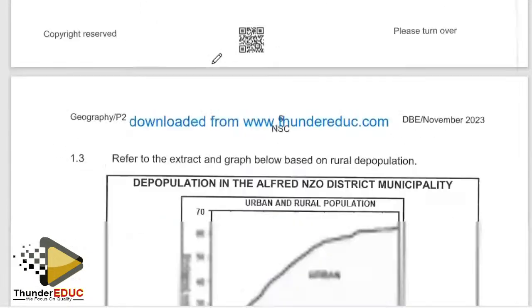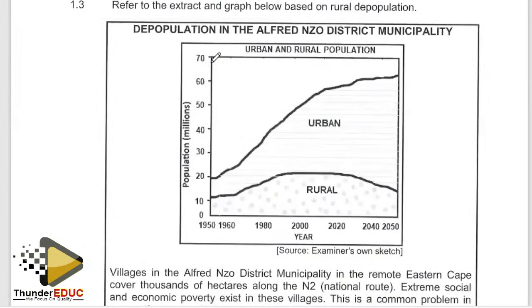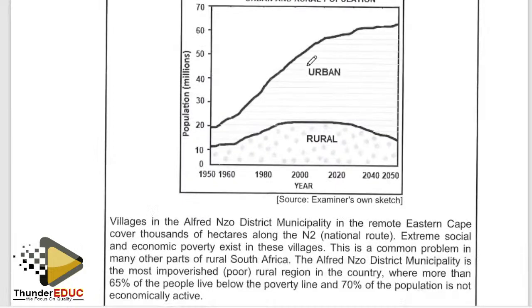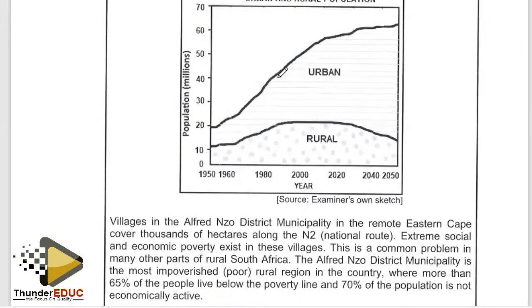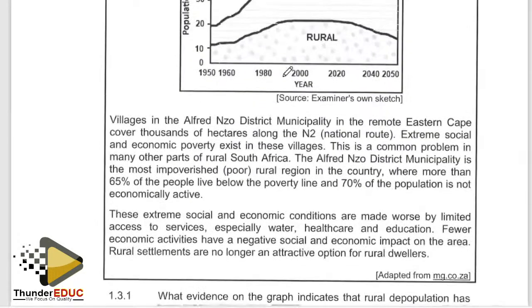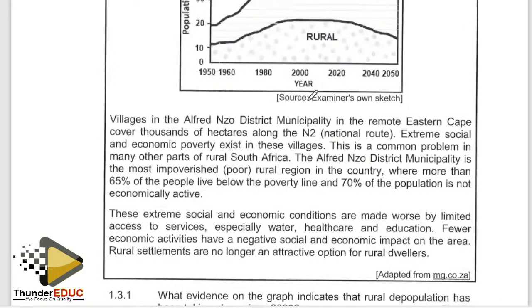Okay, we go to 1.3. 1.3 is the depopulation in Alfred Nzo District Municipality. Here we have two graphs, the urban and the rural, the population in million and the years. So we read the extract and say villages in the Alfred Nzo District Municipality in the remote Eastern Cape cover thousands of hectares along the N2 national road. Extreme social and economic poverty exists in these villages. This is a common problem in many other parts of rural South Africa.